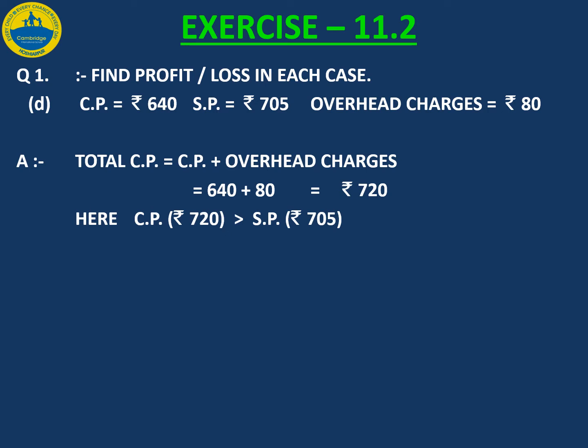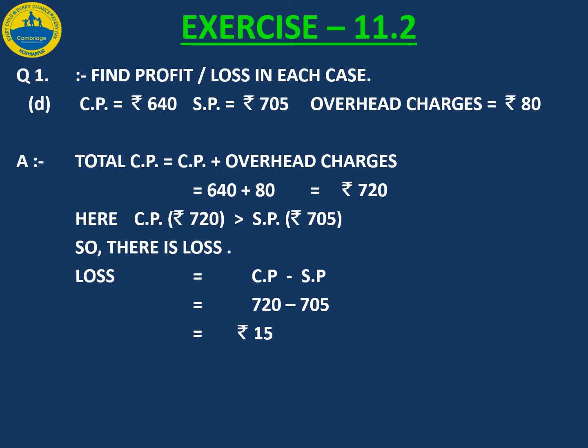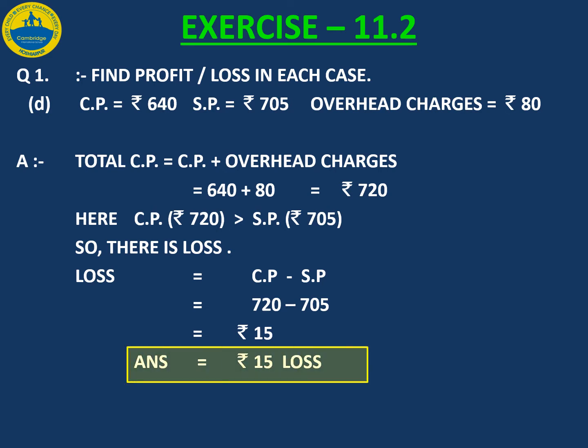Now, cost price 720 is greater than selling price rupees 705. So we all know that when cost price is greater than SP, there is loss, and loss is equal to cost price minus selling price. 720 minus 705 is equal to rupees 15, and loss is equal to rupees 15.